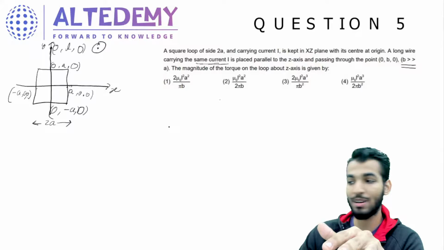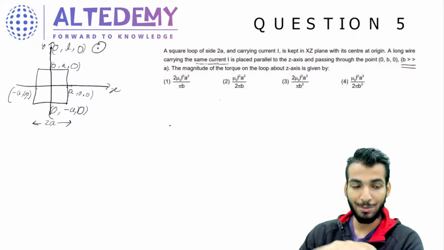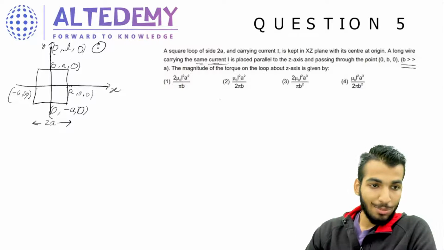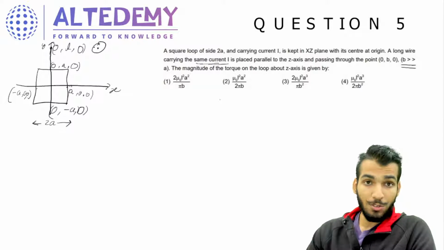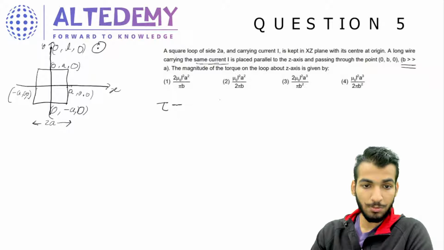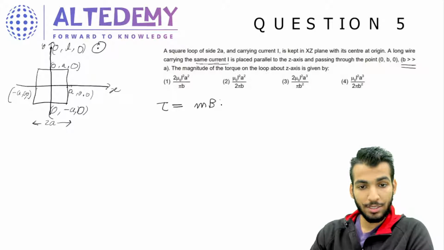So you need to keep in mind that these things are very important. So (0, b, 0) is the coordinate of a wire. So let's write down the formula. What is the formula of torque? Torque tau is equal to m b sine theta. Of course it is m cross b, right?